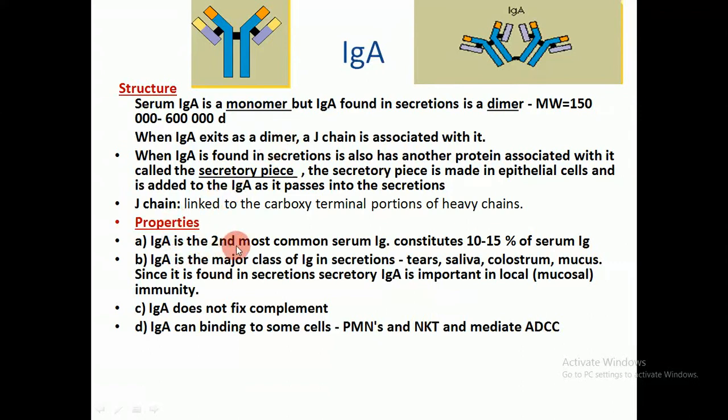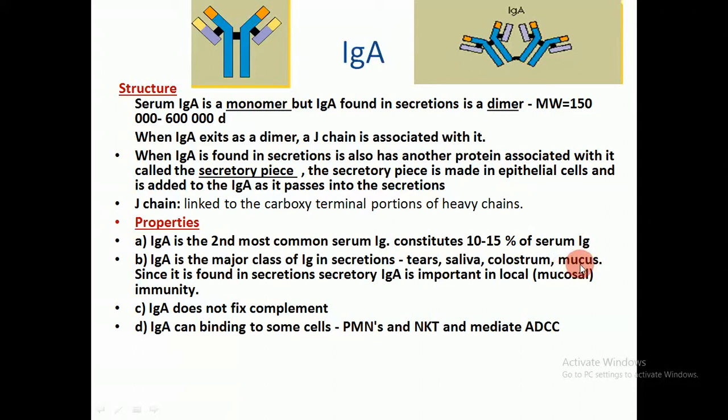Properties: IgA is the second most common serum immunoglobulin and constitutes 10 to 15% of the serum immunoglobulin. IgA is the major class of immunoglobulin in secretions, tears, saliva, and colostrum, which is secreted from the breast of the mother after delivery, which is important in the protection of the baby from disease. So we encourage breastfeeding due to the presence of the secretory IgA in the colostrum.